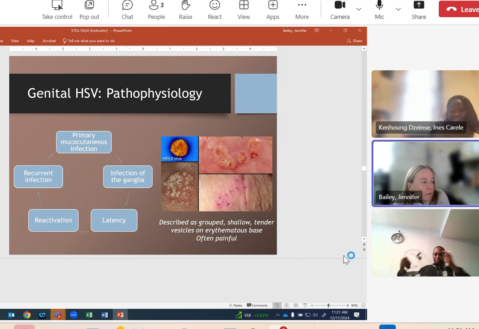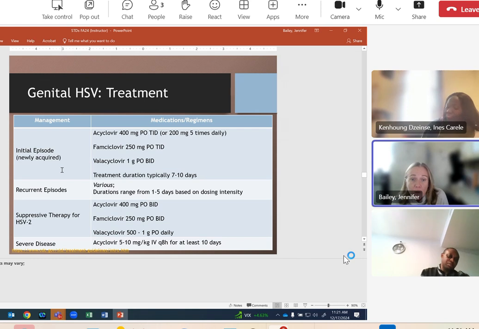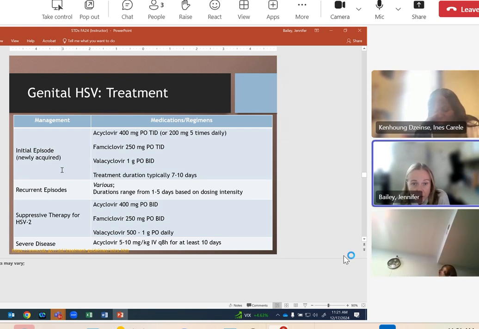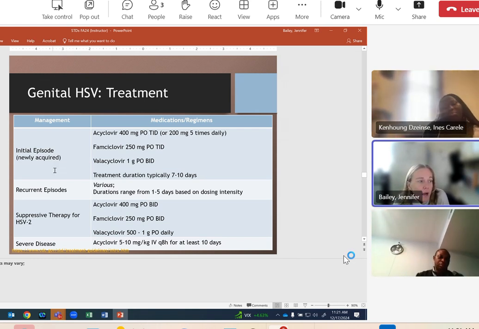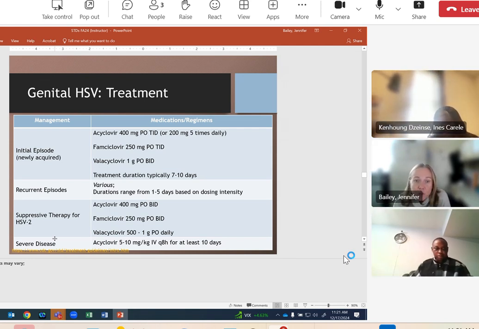So patients with herpes sometimes can be treated just for when they develop the rash or the lesions. Or some patients will choose to go on suppressive therapy, meaning they take medications all the time, trying to prevent the lesions from reappearing. So that's suppressive therapy. And all of them have different dosing regimens.